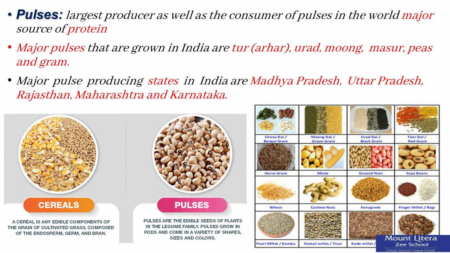Pulses. India is the largest producer as well as the consumer of pulses in the world. These are the major source of protein in a vegetarian diet. Major pulses that are grown in India are tuar, arhar, urad, moong, masur, peas and gram. Major pulse-producing states in India are Madhya Pradesh, Uttar Pradesh, Rajasthan, Maharashtra and Karnataka.